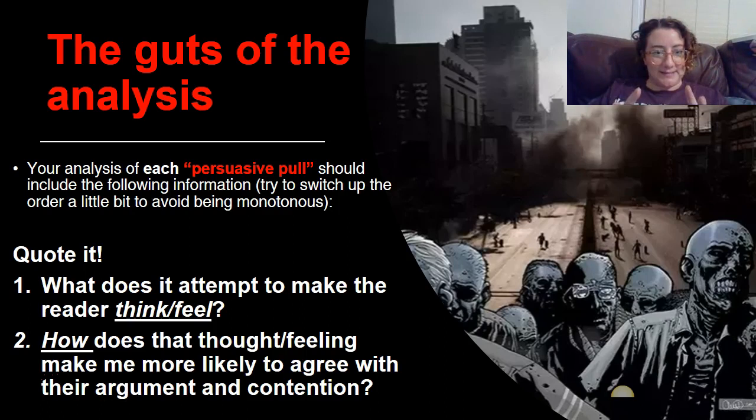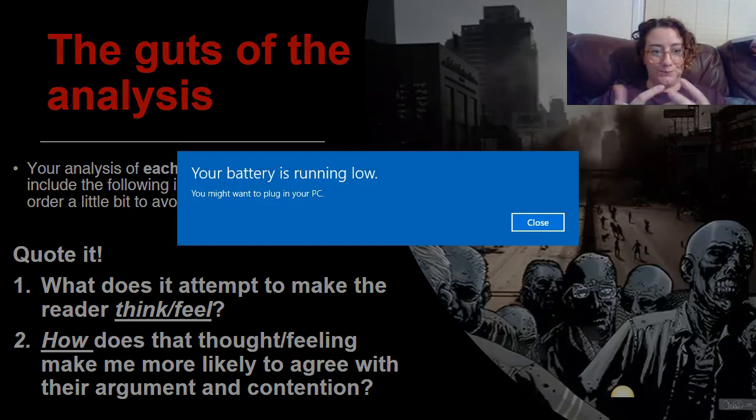So, the guts of the analysis. Your analysis of each persuasive pull, so after you do your topic sentence of the argument and the tone, then you go into analysing the persuasive pulls. Okay? Now, your analysis of each persuasive pull should include the following information. Try to switch up the order a little bit to avoid being monotonous, but this is basically the things that you're supposed to write about each pull, okay?